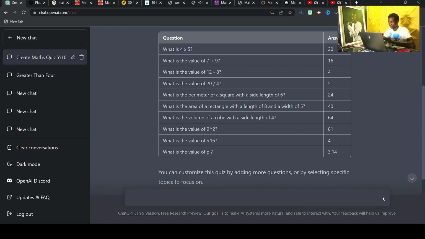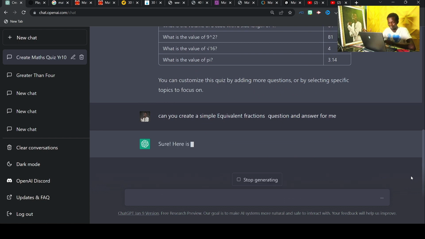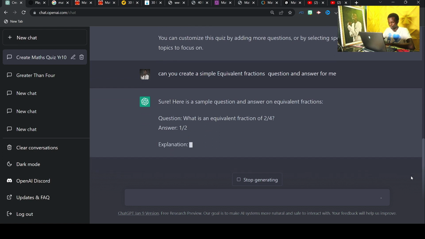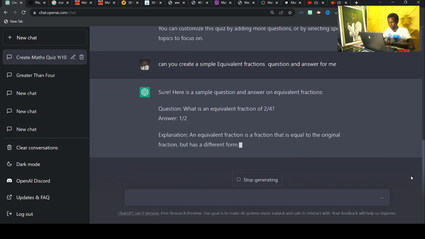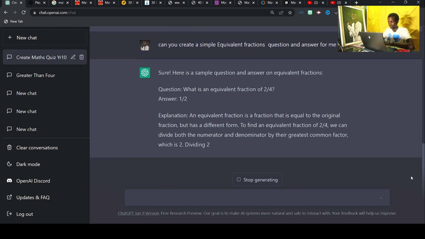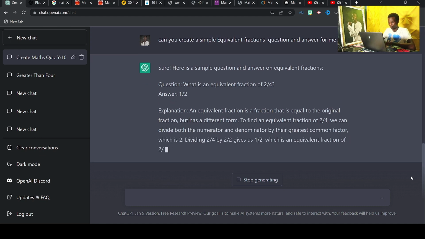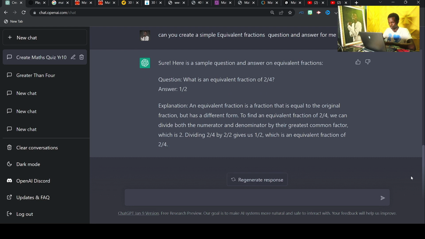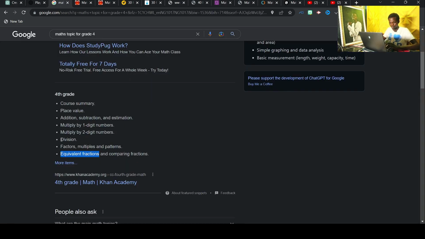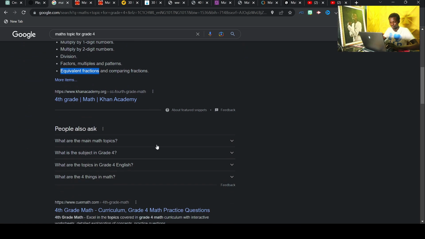Okay, let's see what will happen with this. I'm not a math guru. Let me see whether you can actually do some equivalent factor fraction. Okay, what is the equivalent fraction of 2/4? Answer 1/2. Explanation: this and that. Can I have more, please? As it's giving out more, let me look for another one again, or let me look for difficult questions.